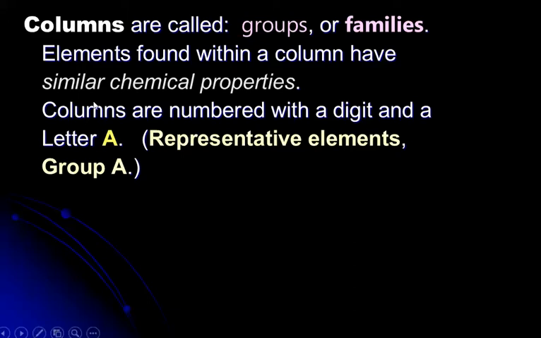The tall columns, which would be the first two columns and the last 6 columns, those would be numbered with a letter A. So 1A would be the first column, 2A would be the second column, etc. And those columns that are labeled with the letter A, those are called the representative elements, and that's a word that you're going to want to know. Whenever I say representative elements, you need to know which portion of the periodic table I'm talking about, and that would be the group A elements, those tall 8 columns, the first 2 at the beginning and then the last 6.